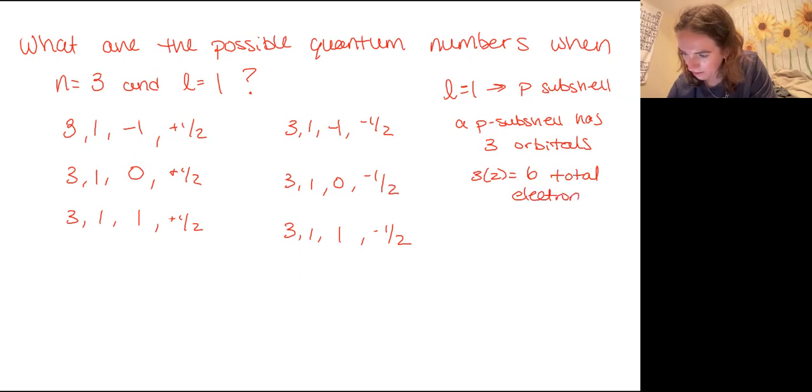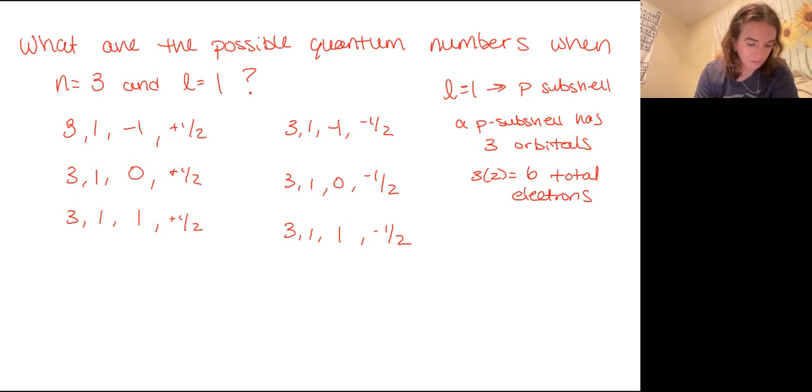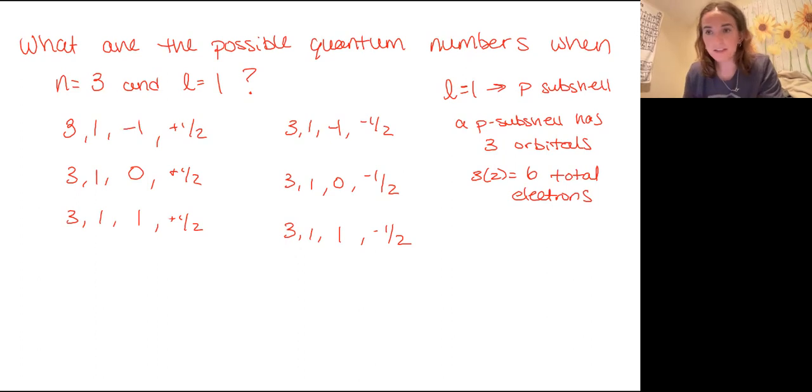And how many quantum numbers were we able to write down? Good, we were able to write down 6, right? So we have 6 total electrons and 6 different quantum numbers that we can write down. Each of them is different and distinct, and so that's where that comes from. Okay, does that make sense how we can get this type of question?